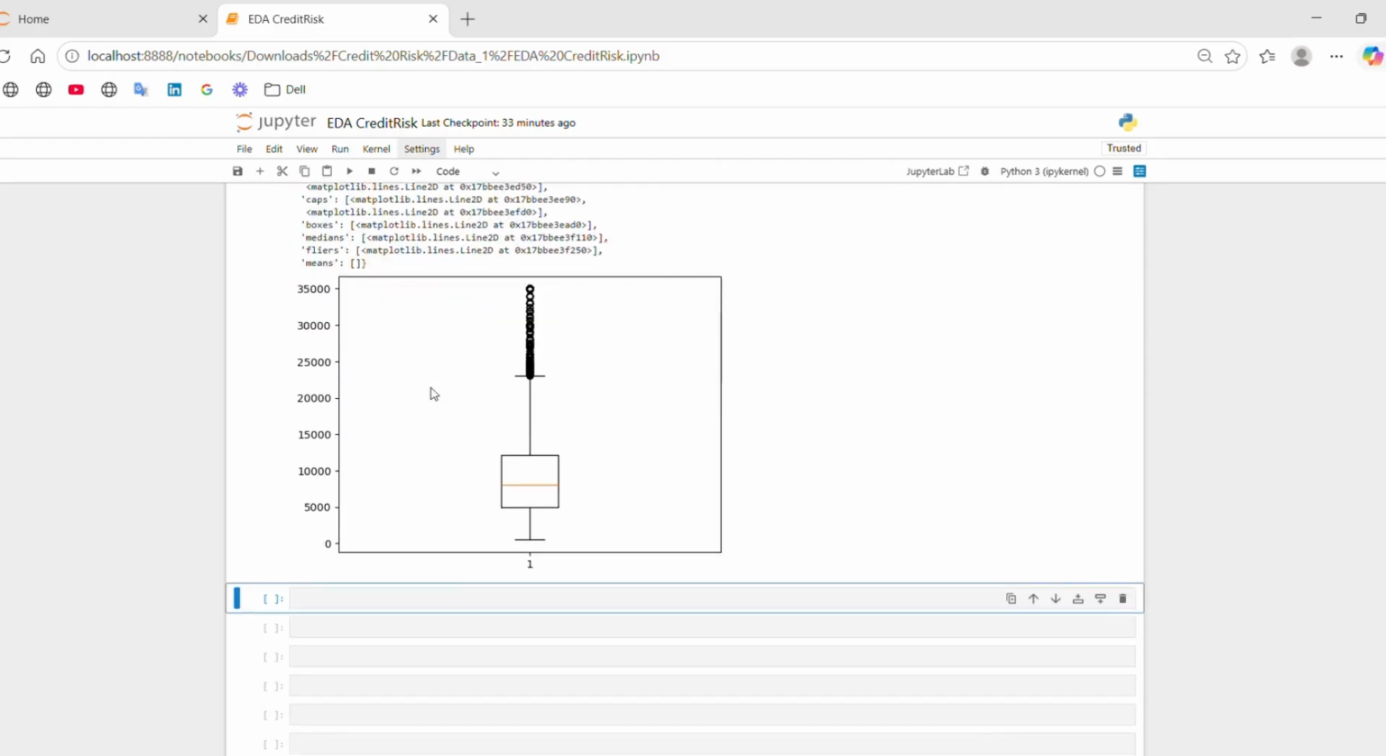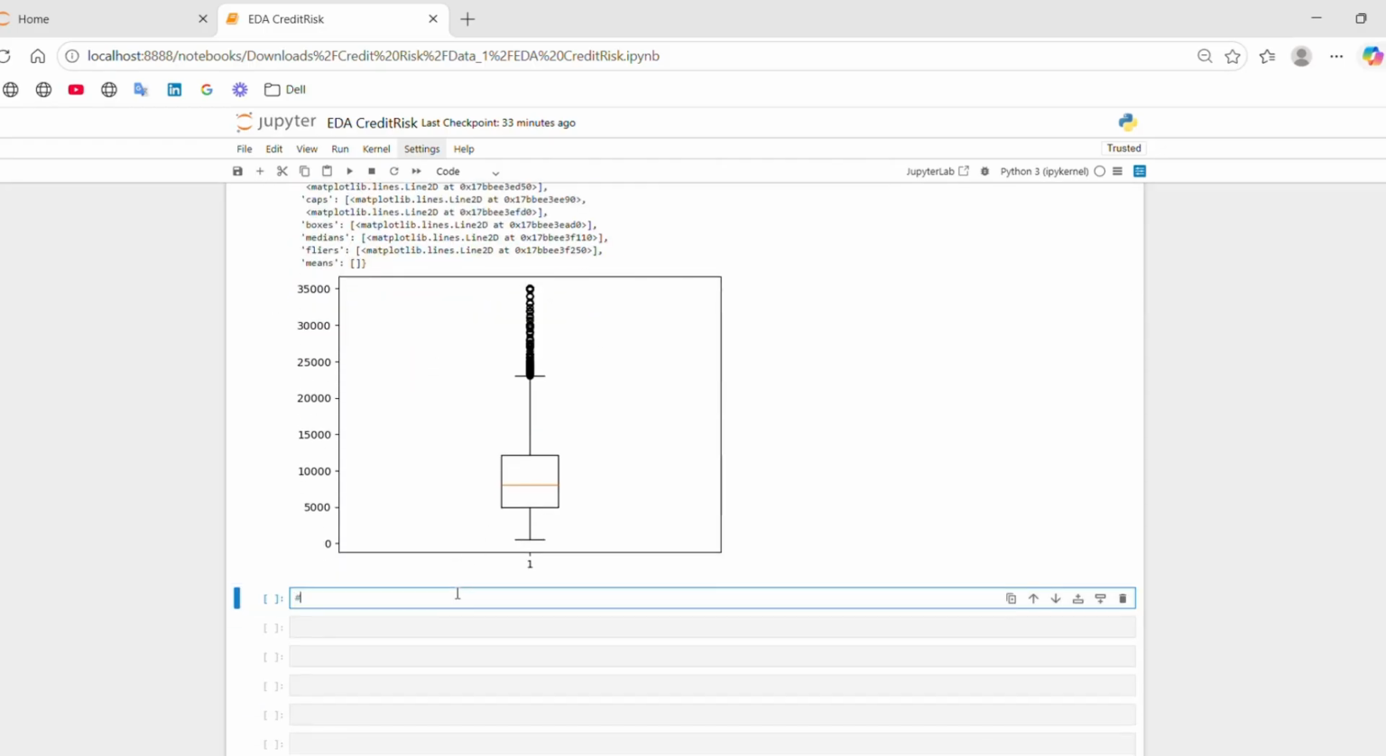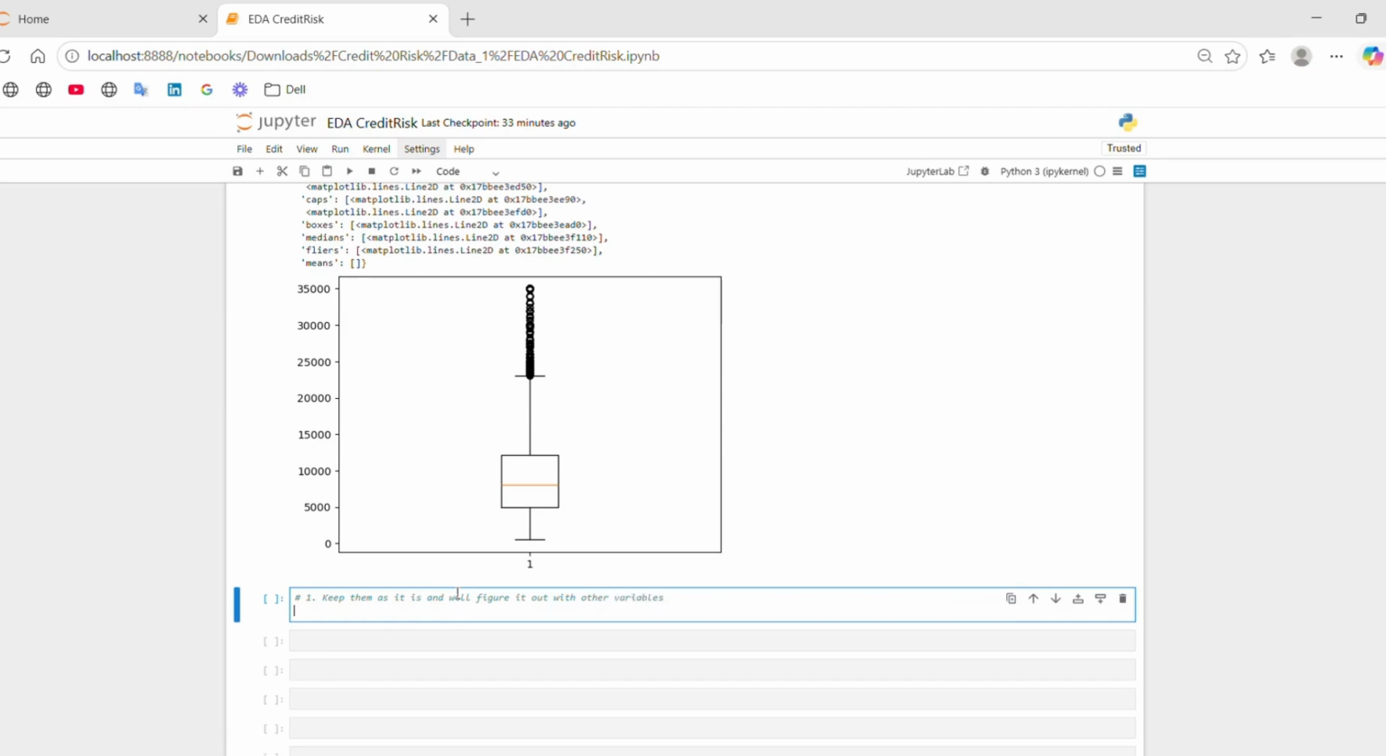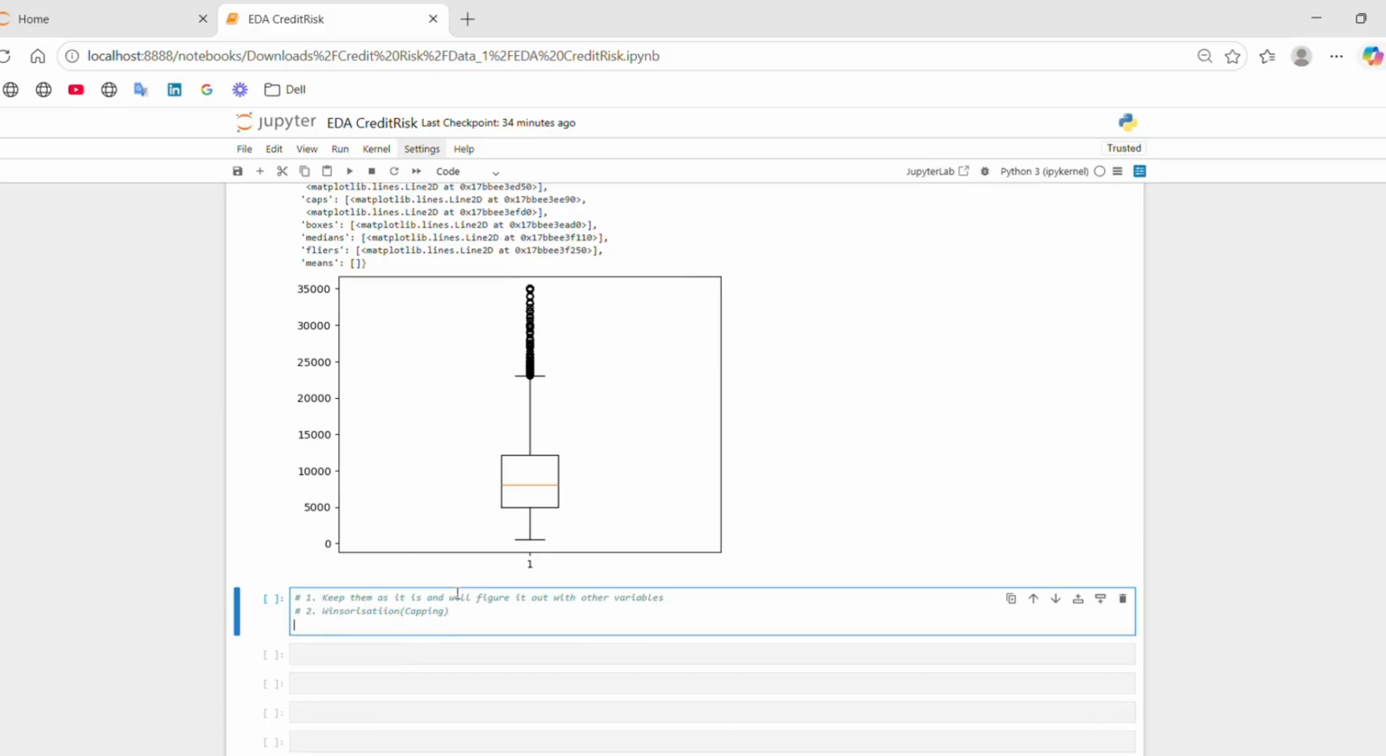Or you can cap them as well, the very famous thing called Winsorization. So the first point, from the outlier's perspective, is that you keep them as they are and figure it out with other variables. Or option 2 is to do Winsorization, that is capping.